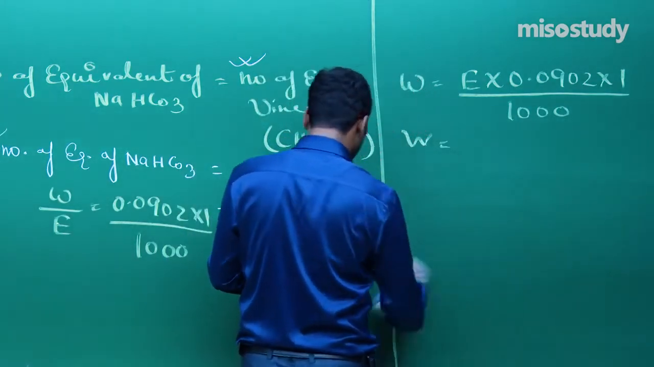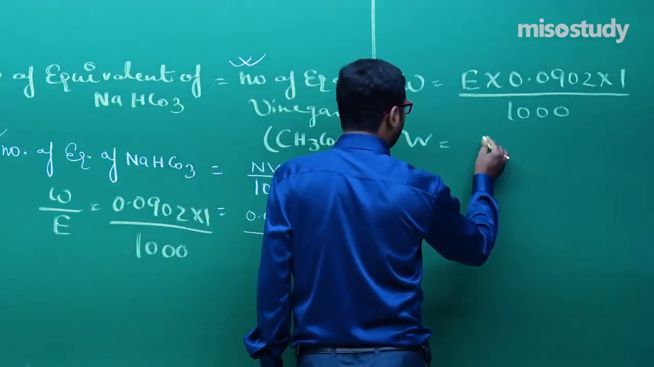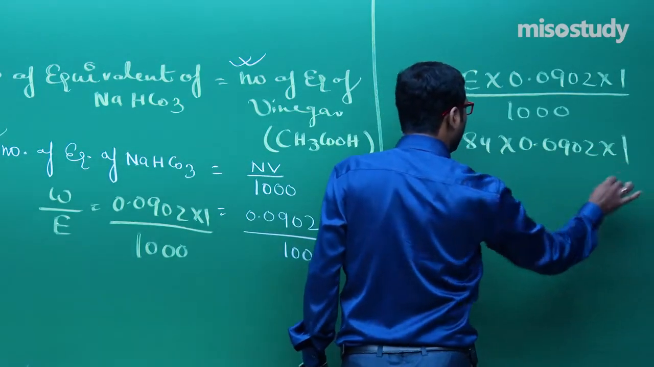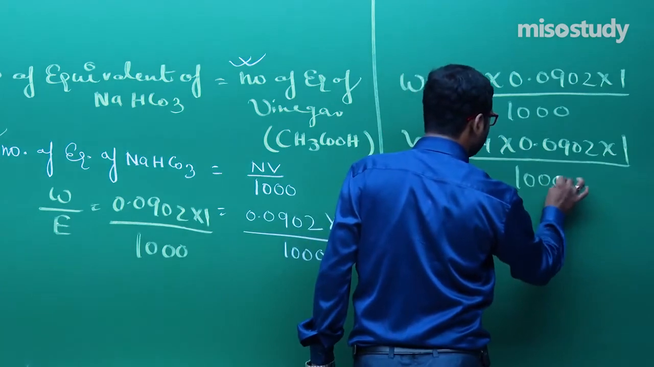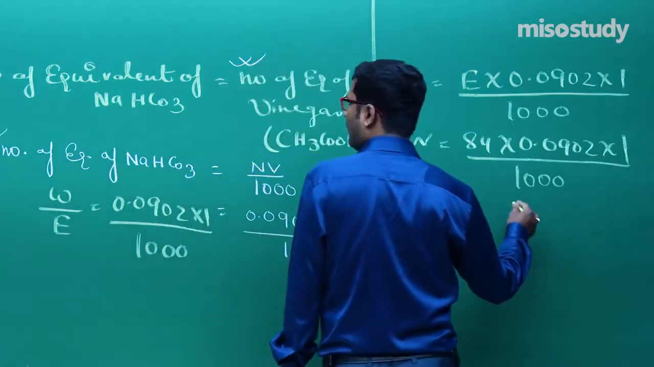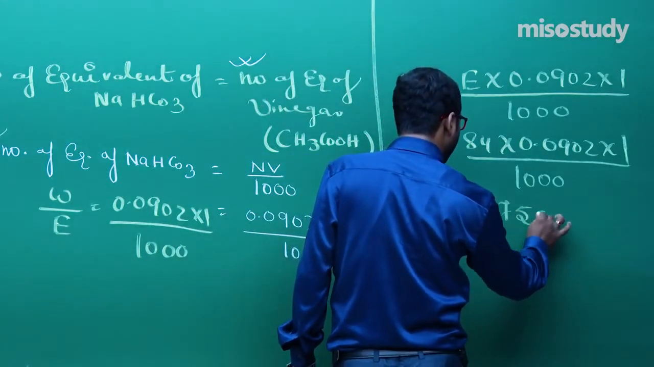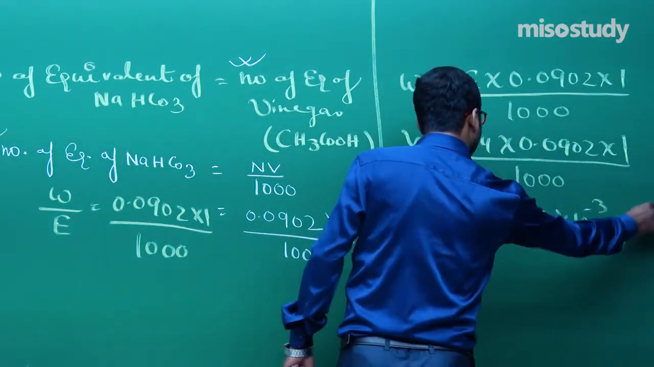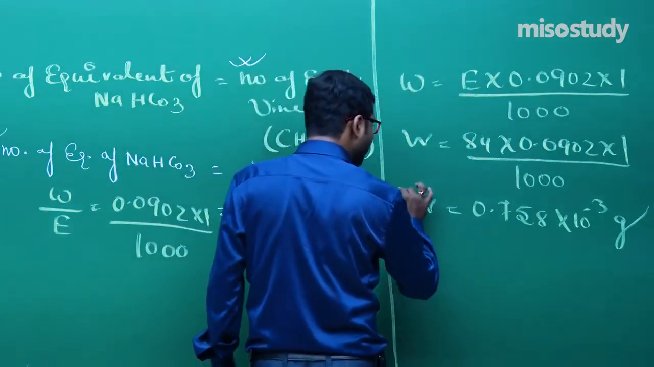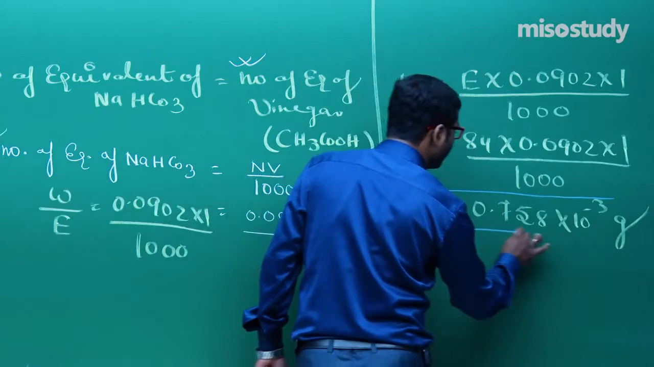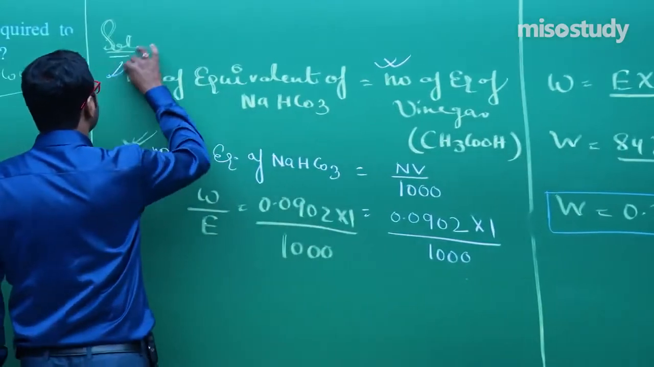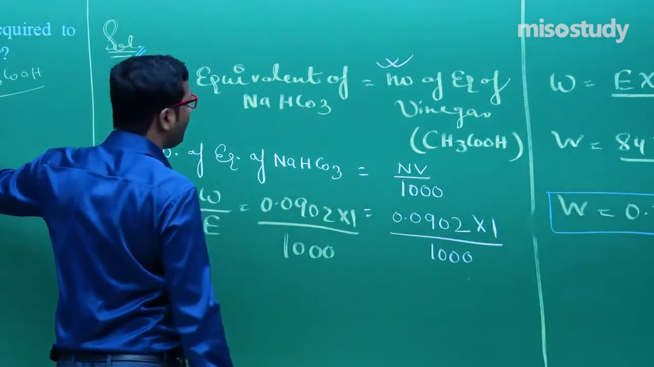When putting the value, put here 84 multiplied by 0.0902 multiplied by 1 divided by 1000. Am I right? Yes sir. After solving, what do we get? We get the value around 0.758 into 10 to the power minus 3 gram. Clear to you? So we can easily predict the answer, that is option C. This is the complete solution related to question number 1.